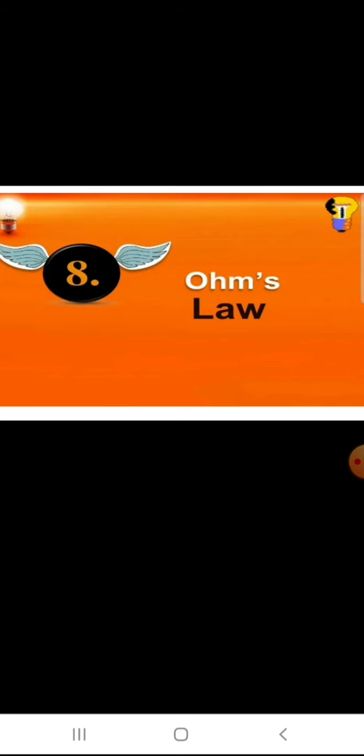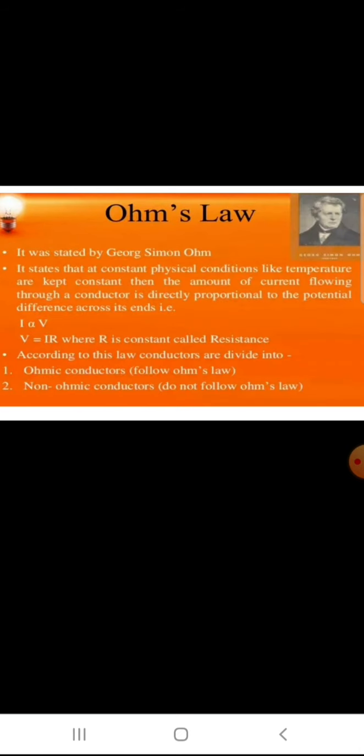Next one, Ohm's law. What is the importance of Ohm's law? It was stated by George Simon Ohm. It states that if physical conditions like temperature are kept constant, then the amount of current flowing through a conductor is directly proportional to the potential difference across its ends. So I ∝ V, or V = IR, where R is a constant called resistance.